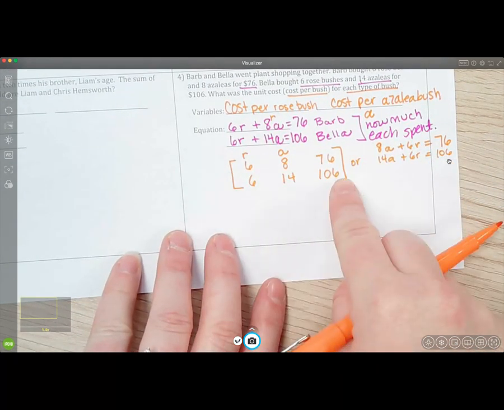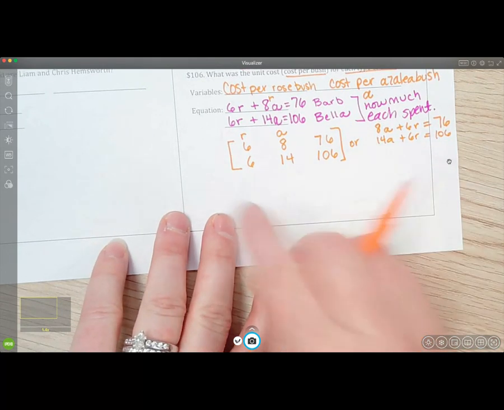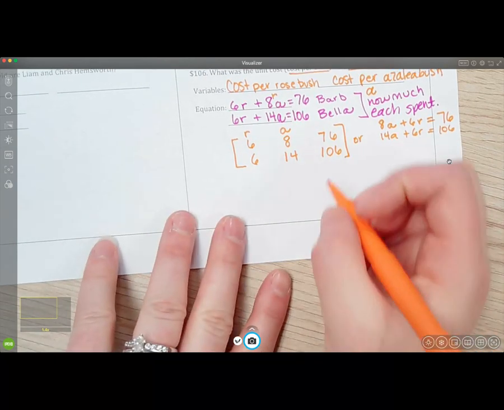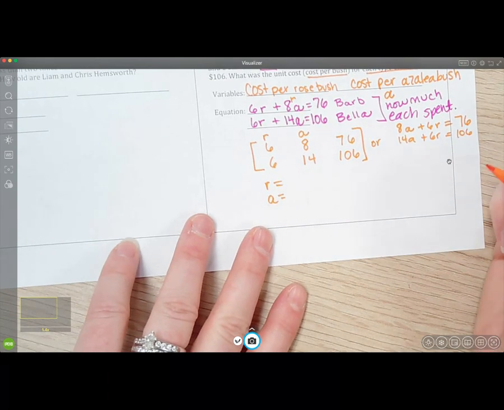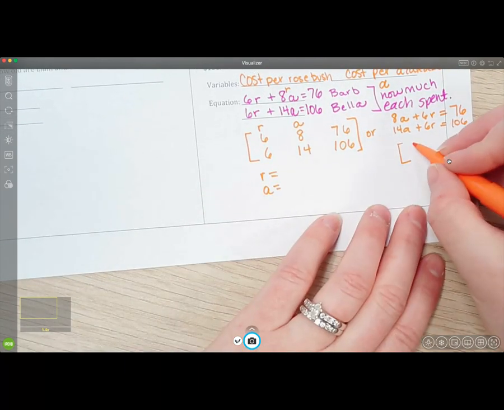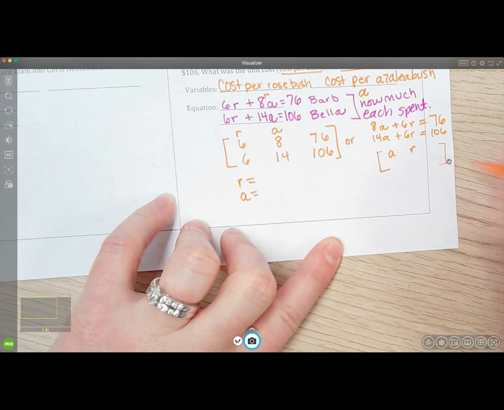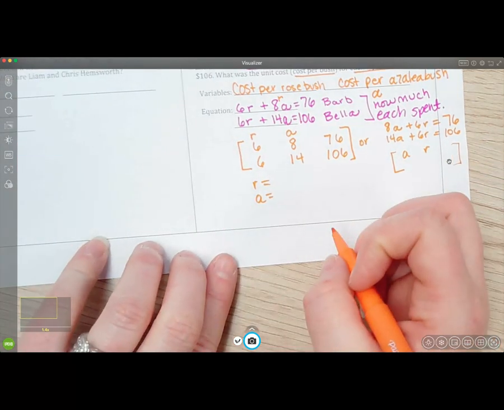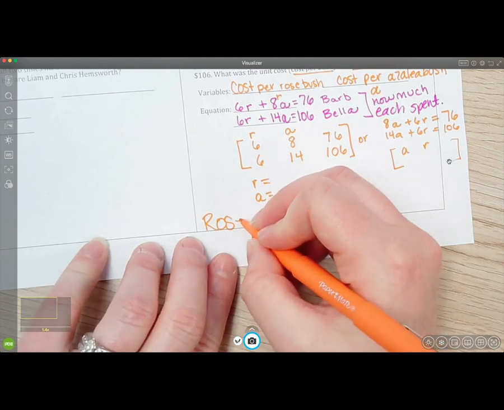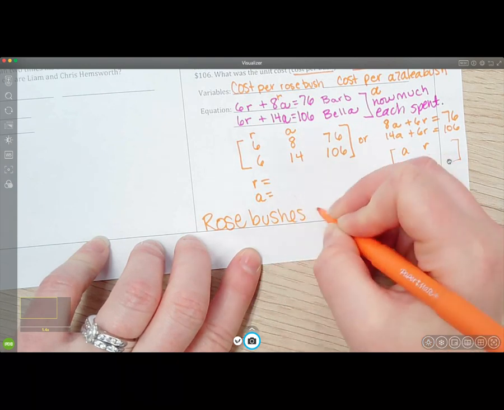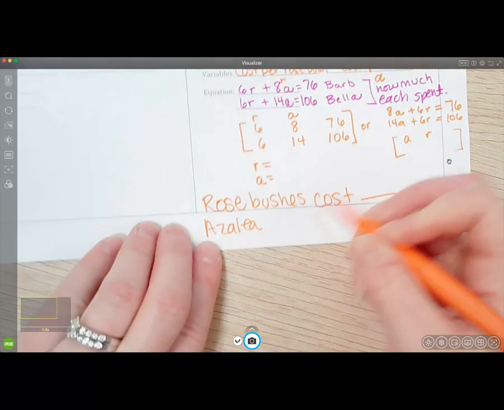And if you write it this way or this way, you'll still come out with the same solution. The only thing that will be different is the order of your solution. So you're going to have to be careful with what does R equal, what does A equal. Just be sure to write it in that consistent way, like A, R, and a number. And this one's R, A, and a number. Make sure to write your answer in words. So it would be, we're not going to shout out the answer because y'all are going to do it by yourself. Rose bushes cost, whatever they cost, and azalea bushes cost.